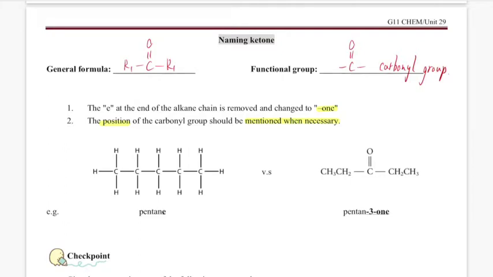Here we have an example. The first molecule has 1, 2, 3, 4, 5 carbons in the carbon chain, so we call it pentane. If we change one of the carbons and make it double bond to oxygen, then it becomes a ketone, and the position is at the third carbon, 1, 2, 3, so it's named as pentane-3-one.